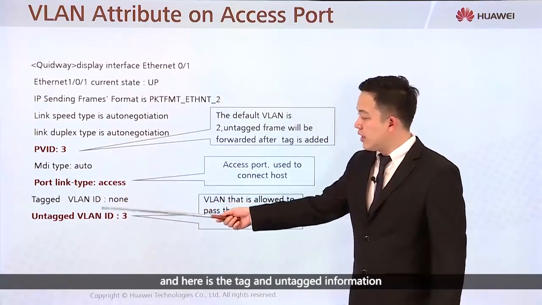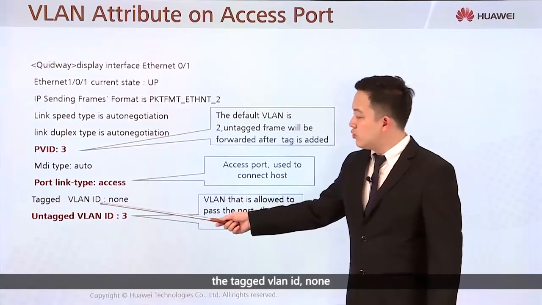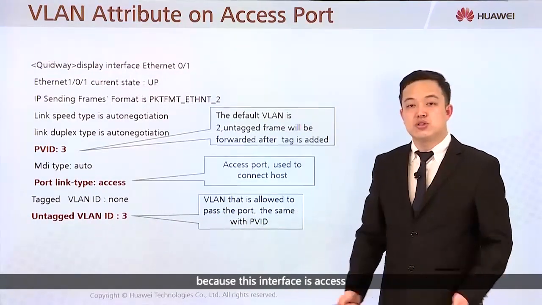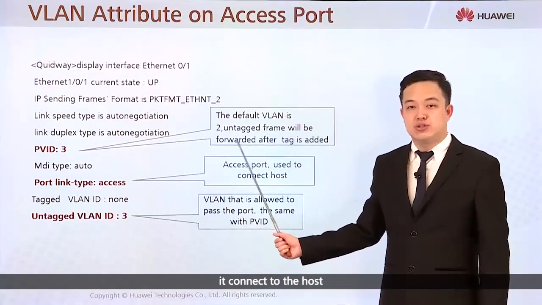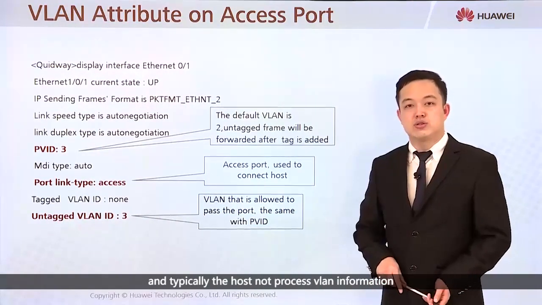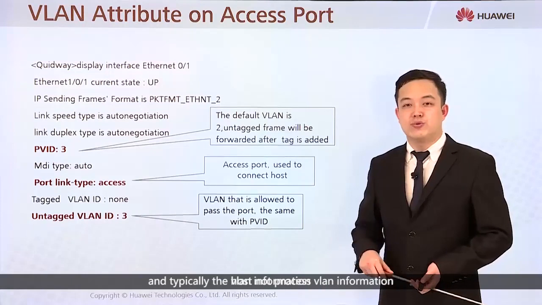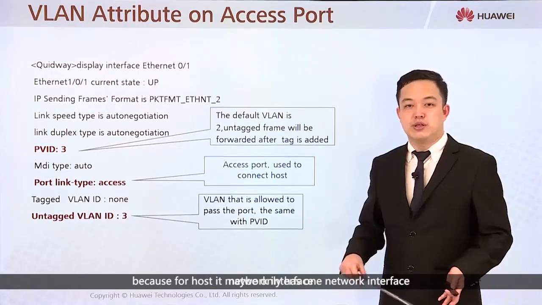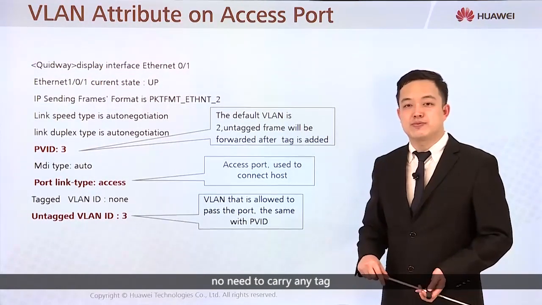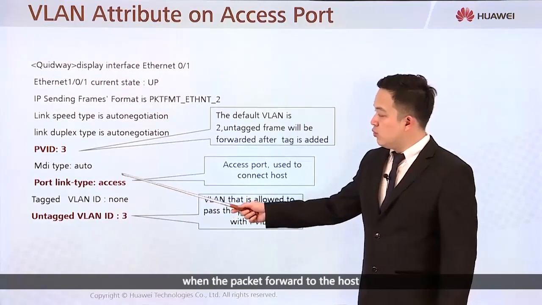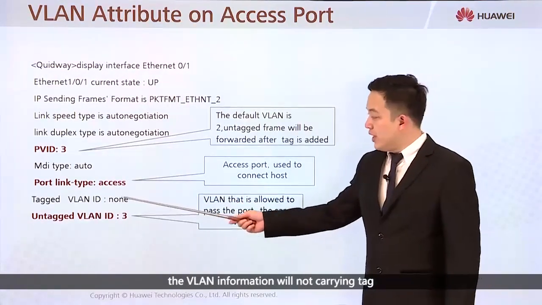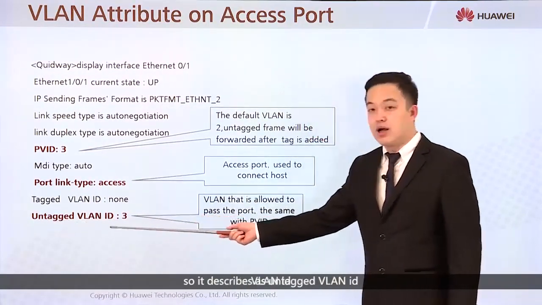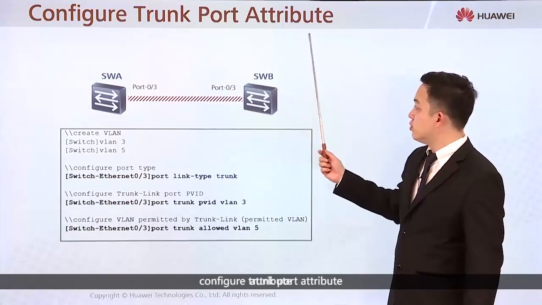And here is the tag and untag information. Tagged VLAN ID none, untagged VLAN ID 3. Because this interface is access, it connects to the host. Typically, the host does not process VLAN information, because the host maybe only has one network interface and no need to carry any tag. So when the packet is forwarded to the host, the VLAN information will not carry a tag, so it is described as untagged VLAN ID.